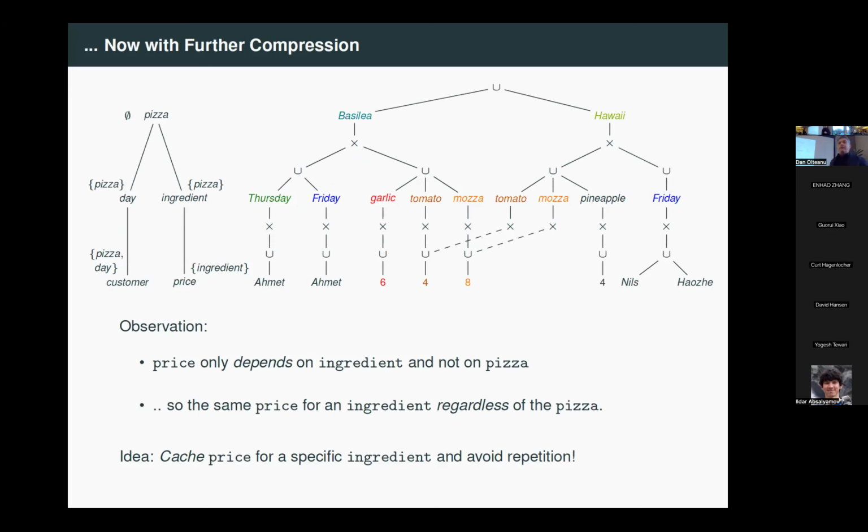So good. We can go further with compression. I already mentioned that price depends on ingredient and doesn't depend on the pizza, right? So if you fix an ingredient, then price and pizza become independent. So they are both conditionally dependent on ingredient. What does it mean? It means that, for instance, a tomato will come with the price 4 under Hawaii and under Basilia. So we can, in fact, share this value 4 here. We don't have to represent it several times. Now, of course, this saving is modest. It's just a value. But imagine that, for some queries, it could be an entire relation, something very, very large, which will avoid repeating.